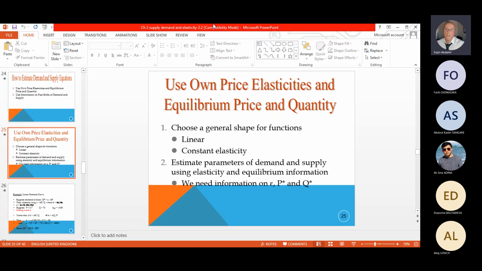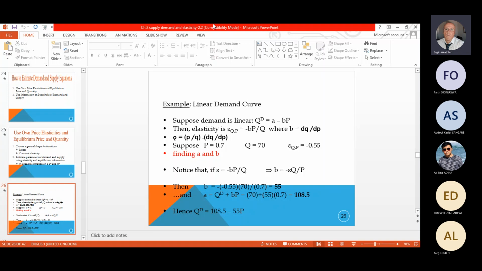Choose a general shape for functions, the linear and constant elasticity, and estimate parameters of demand and supply using elasticity and equilibrium information, where we need information on the elasticity, price, and quantity. Let's look at this. As it is given here, the linear demand curve is given.